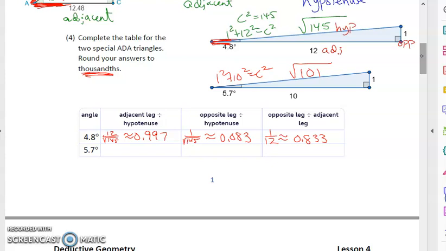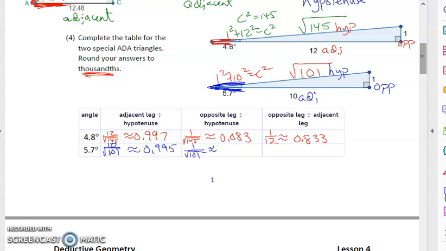So for this one here, the 5.7, if I shade that angle, 1 is the opposite, the square root of 101 is the hypotenuse, and then 10 is the adjacent side. So it's going to be 10 divided by the square root of 101, which is approximately 0.995. And then it's going to be 1 over the square root of 101.